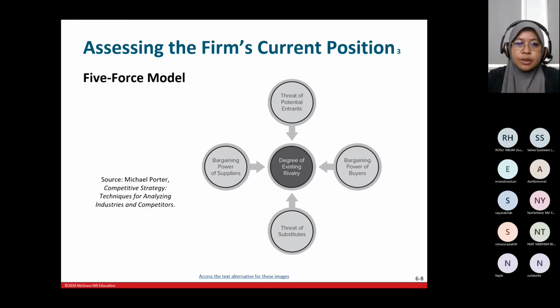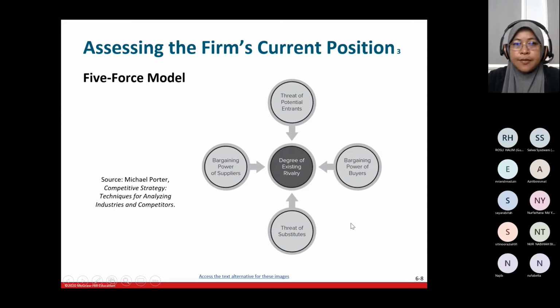So this is how the Porter model looks. Degree of existing rivals, and this is the potential entrant or entry barrier. This is bargaining power of supplier. If you purchase the product from a supplier, you are the buyer. When you are selling the product to a customer, you are the supplier. And threat of substitute product. The newer development also considers the complement.